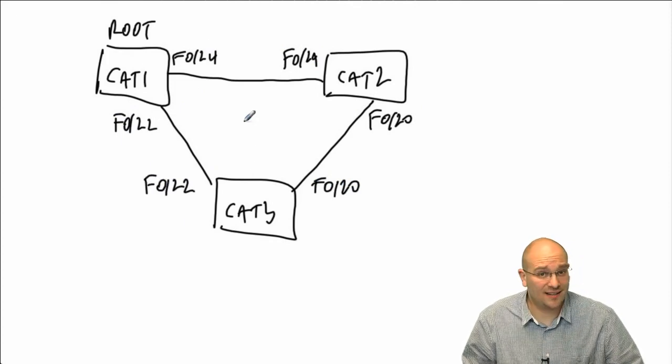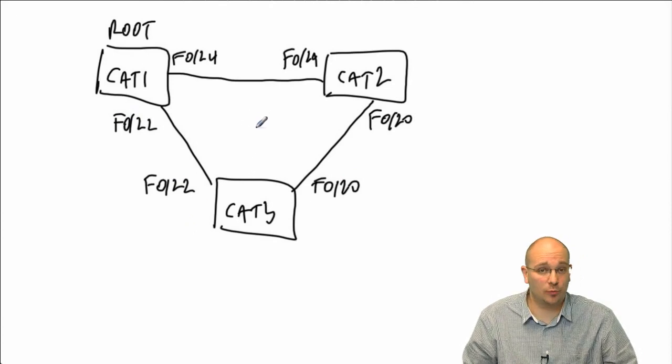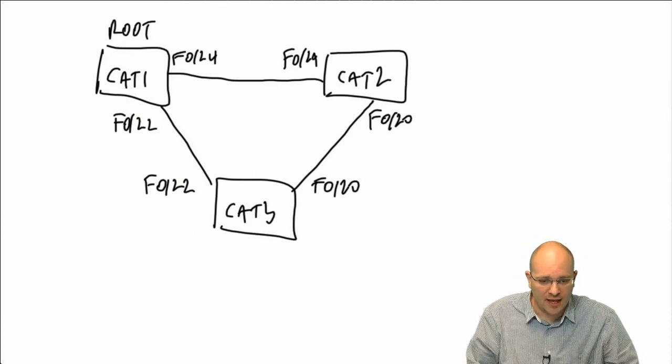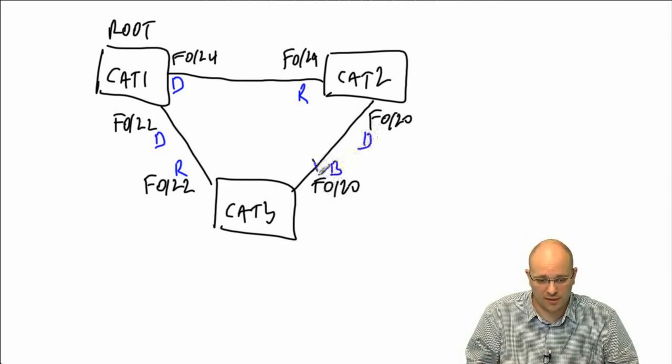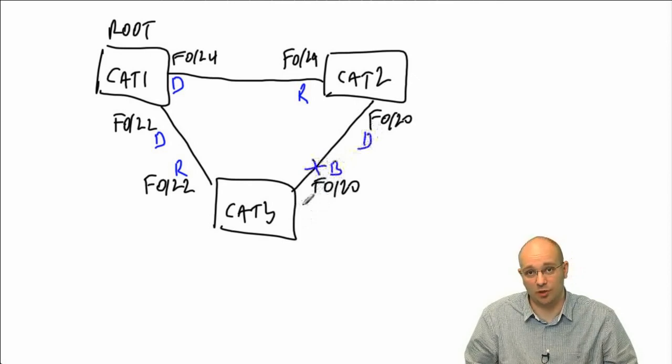Given a network like this, with all equal cost links and with Cat1 being the root, the converged spanning tree topology will be that these 2 ports are designated ports, this becomes the root port, this becomes the root port, this becomes the designated port, and this one here will be the blocking port, which means we are not going to be sending any BPDU frames on this port here.